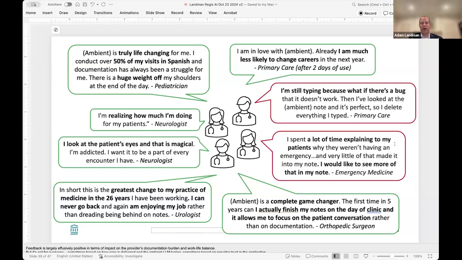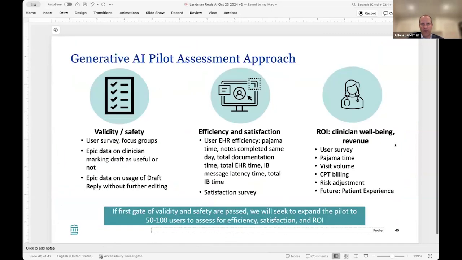I will say not everybody loves these products. So there is absolutely some people where it doesn't work with their workflow or they don't like it. And some people that are still cautious, like on the right-hand side, "I'm still typing because what if there's a bug and it doesn't work?" And so they're worried that the tech might lose their content. So this is some qualitative feedback.